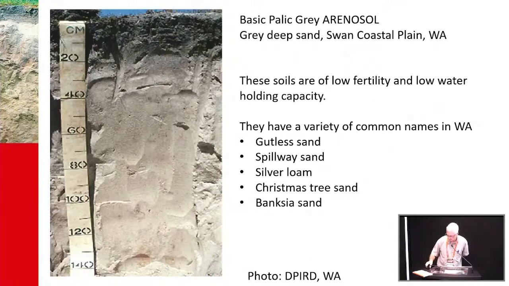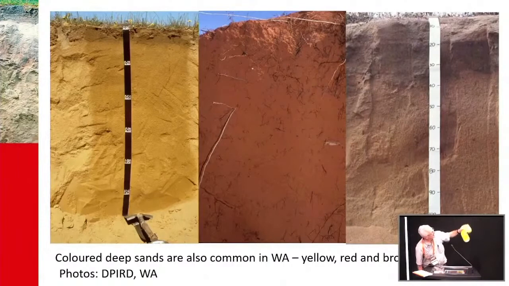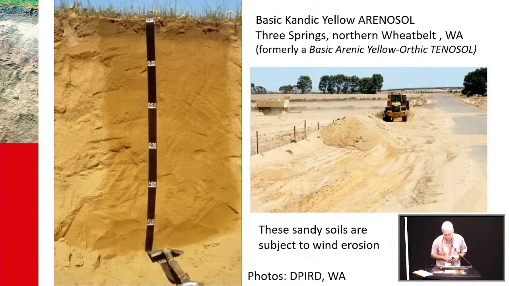Previously, this could have been identified as perhaps a rudosol or maybe a tenosol. They come in a variety of colours, so in the wheat belt, when I get to the key, I'll just talk about some of the enhancements we've added to the renosol order. But you can get yellow deep sands, red deep sands. I've just driven through the centre of Australia to get here. I saw lots of red deep sands or red renosols, and there's brown ones, which may be perhaps on a river flat. Here's a yellow one from our wheat belt, which would have been a basic arenic yellow orthic tenosol.